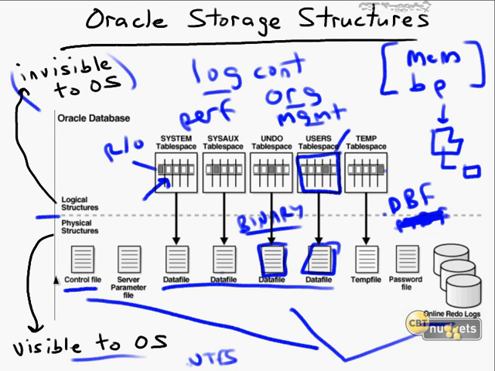The control file is a very small binary file that records the physical structure of the database. It includes your core metadata that the database needs and the instance needs to bring the database online. What is the name of the database? What are the names and locations of your data files? What are the names and locations of your online redo log files?